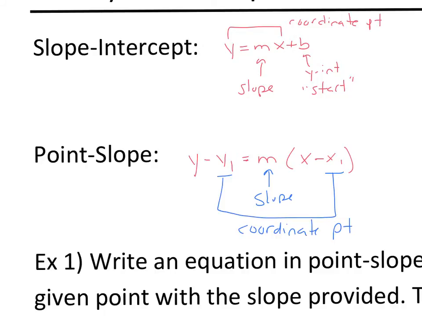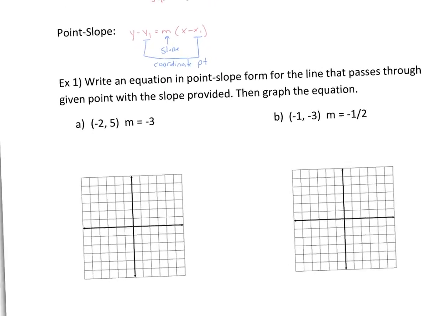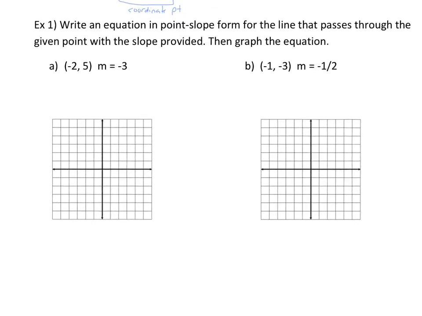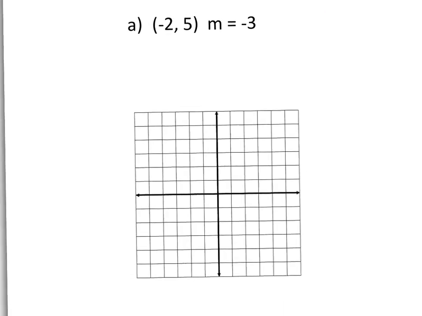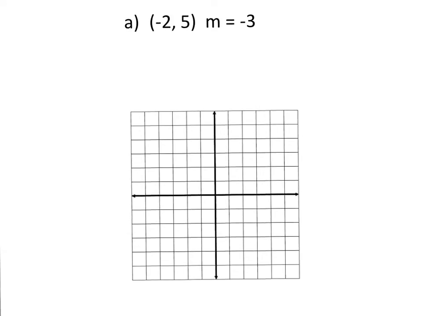Okay? All right, so let's go down here and let's take a look at example 1. It's asking us to put this stuff into point-slope form. So that's just what we have right up here, point-slope form. They're giving you a point and a slope, hence point-slope. So let's look at A here. First thing we're going to do is we have y minus 5, because this is our y1 value. This would be my x1 value, equals negative 3 times x minus negative 2.